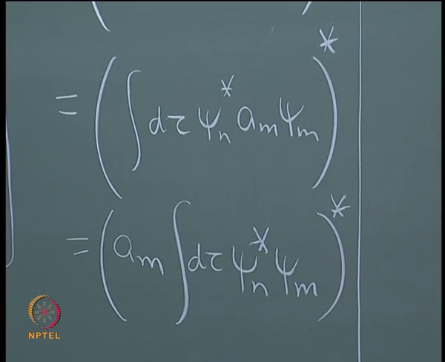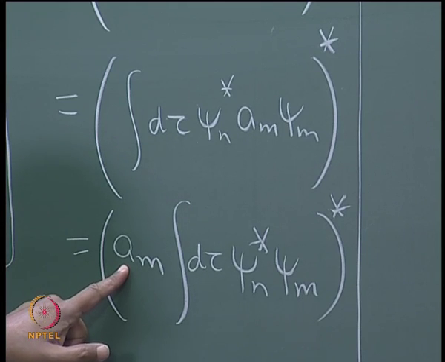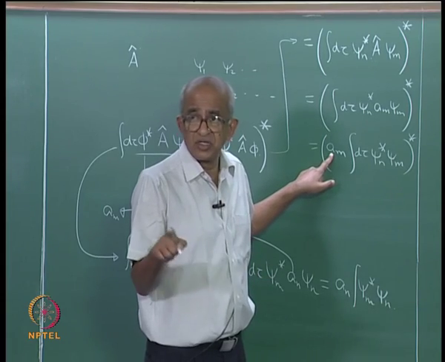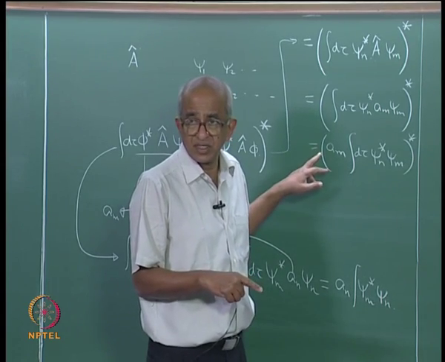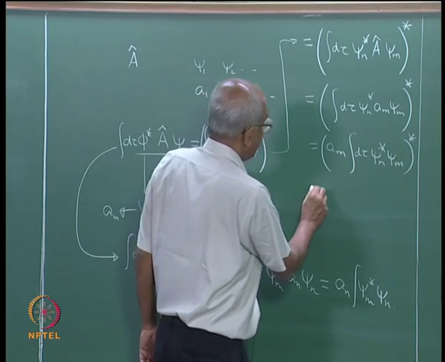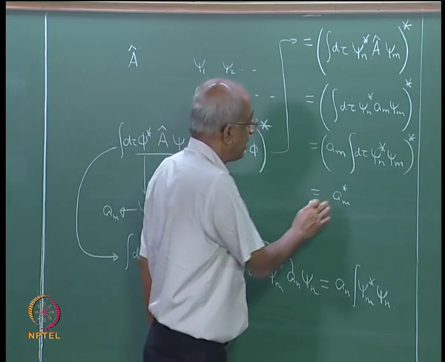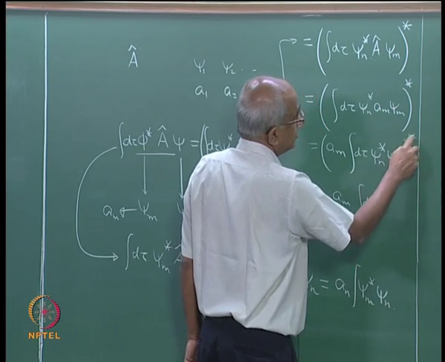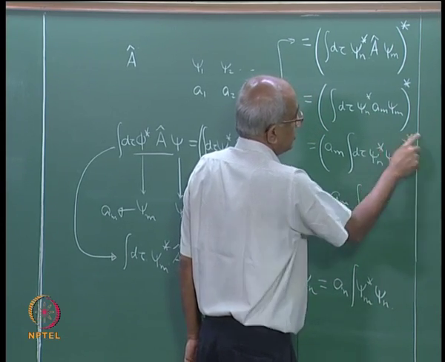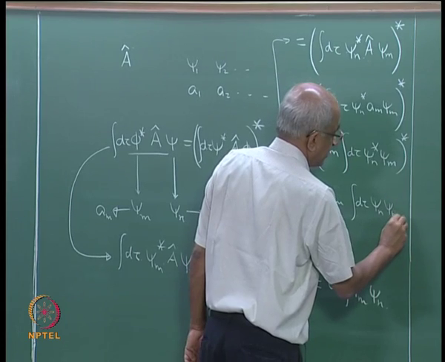And suppose I perform the star operation, I am going to get a m star, but a m is an eigenvalue of the Hermitian operator. So, a m is assured to be real. So, taking the complex conjugation does not affect a m. So, a m star is the same as a m because a m is real, multiplied by the star of this. You take the star inside: psi n star star is nothing but psi n, and psi m you have to take the complex conjugate.